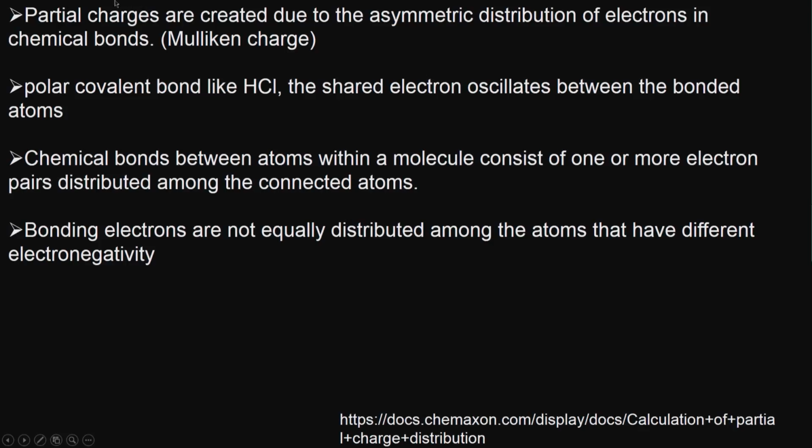Okay, so what happens? Partial charges are created due to the asymmetric distribution of electrons in the chemical bonds, right. So there are electronegative atoms and electropositive atoms, so there is always going to be some partial charges created. Okay, O means you may have negative slightly, they are all delta negative and so on. So that is called Mulliken charge. Okay, polar covalent bond like HCl, the shared electron oscillates between the bonded atoms, whereas chemical bonds between atoms within a molecule consist of one or more electron pairs distributed among the connected atoms. And bonding electrons are not equally distributed among the atoms that have different electronegativity. Like I said, O negative you may have, N, okay, maybe carbon may be different, positive. So a small charge which leads to all these electrostatic forces.